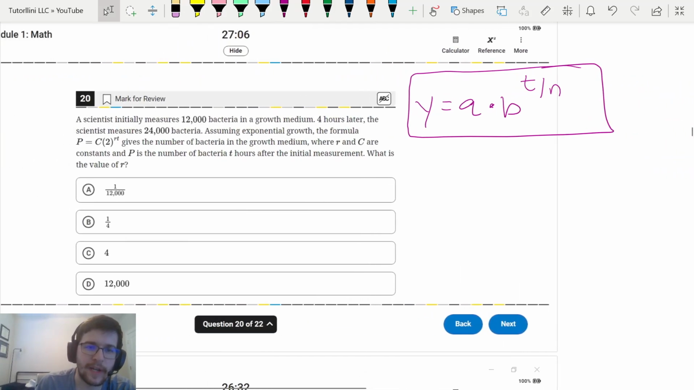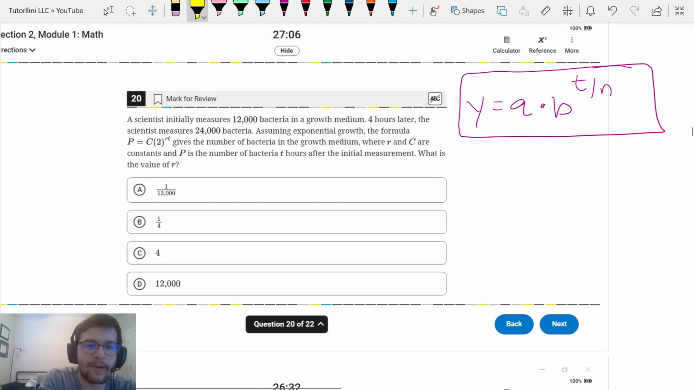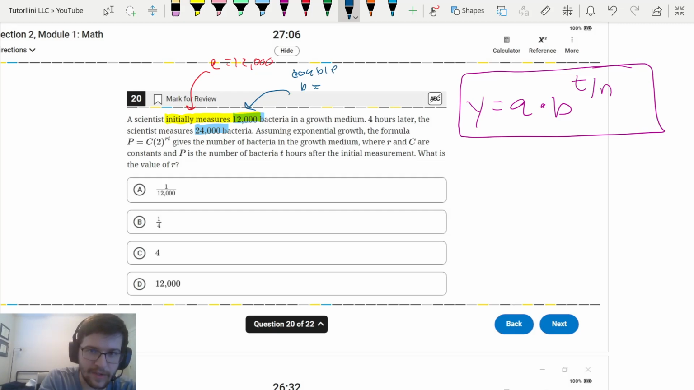So let's do it for this one now. So the starting amount, or the initial amount, is 12,000. So this tells you A is 12,000. If you look at this and then this, that tells you that it's doubling. So B is equal to, because it's multiplied by 2, right? So B is equal to 2.